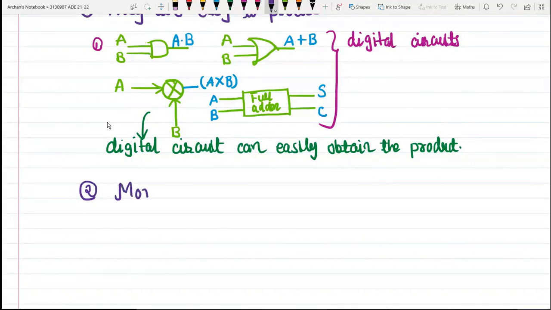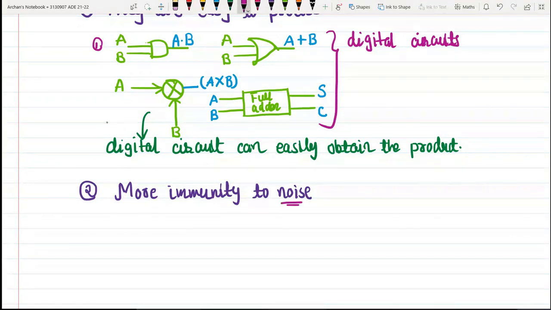They offer more immunity to noise. Okay, so the question should arise in your mind: what do you mean by noise? Noise is the electrical signals which are not desired by us. Suppose I am talking about a sinusoidal signal which is available to us, one sine wave like this. You can see this is a pure sine wave.